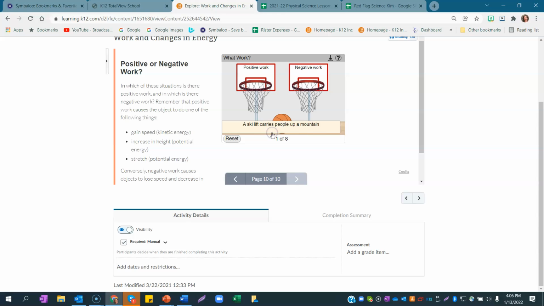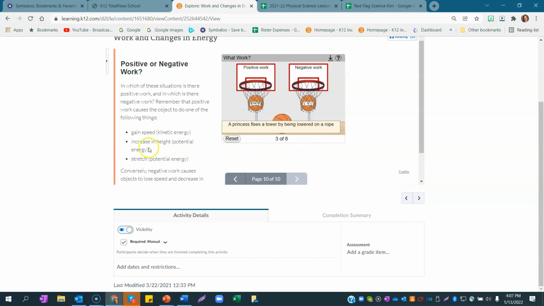So a ski lift carries people up a mountain. That is positive. The people gain height. And so you can check that. A skydiver's parachute is opened and he's going down. So he's losing speed and decreasing in height. That's negative, right? So you can go through and practice these as well. And then just check and make sure you understand that concept.